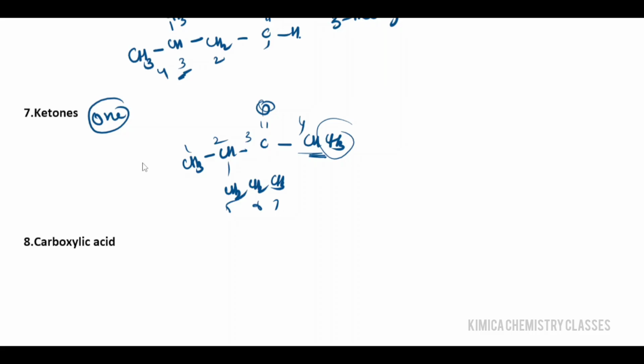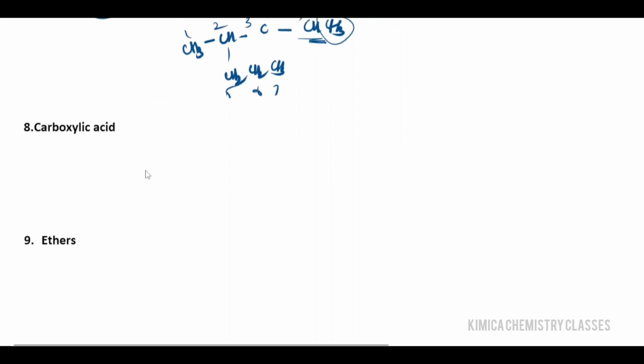In carboxylic acid, the suffix is OIC. For carboxylic acid, the suffix OIC is going to replace the E, and the numbering of carbon atoms is always done starting from the carboxylic acid group. Like, I am showing this example.